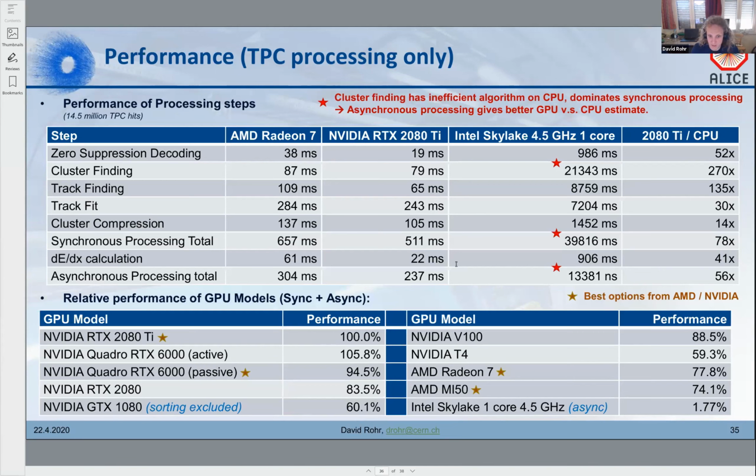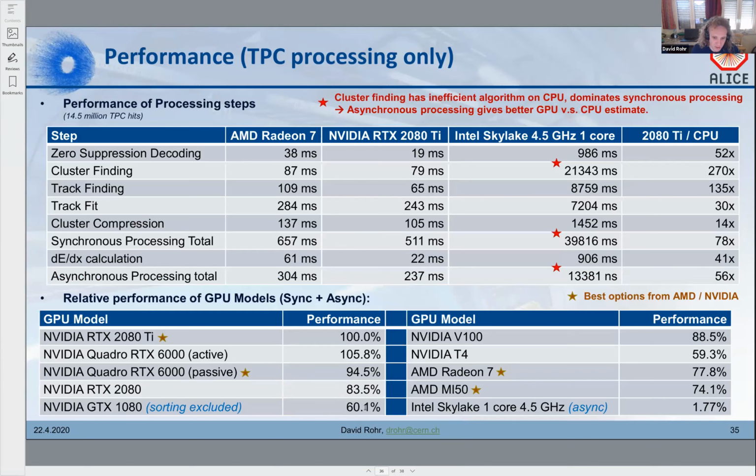And we see that if I take the asynchronous processing here as an example, which is I think more relevant because it doesn't include the cluster finding, then one GPU can replace 56 processor cores. So this shows that we can really save money by using GPUs.